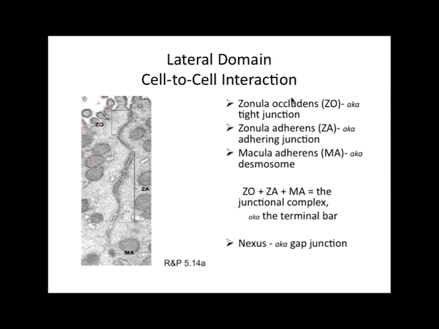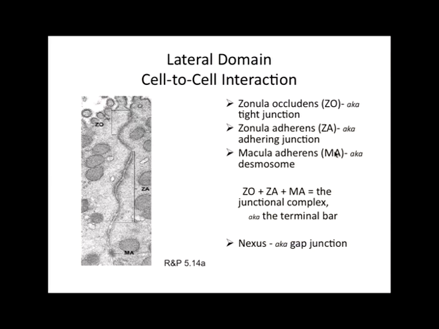So in terms of the lateral domain, the three major junctions are those two belts that we looked at, remember in the six-pack? The top one always being the tight junction, the occluding one, which is called the zonula occludens, which is kind of cool because that helps you to think of that occluding protein, occludens. And then the zonula adherens, which has cadherin in it as its protein.